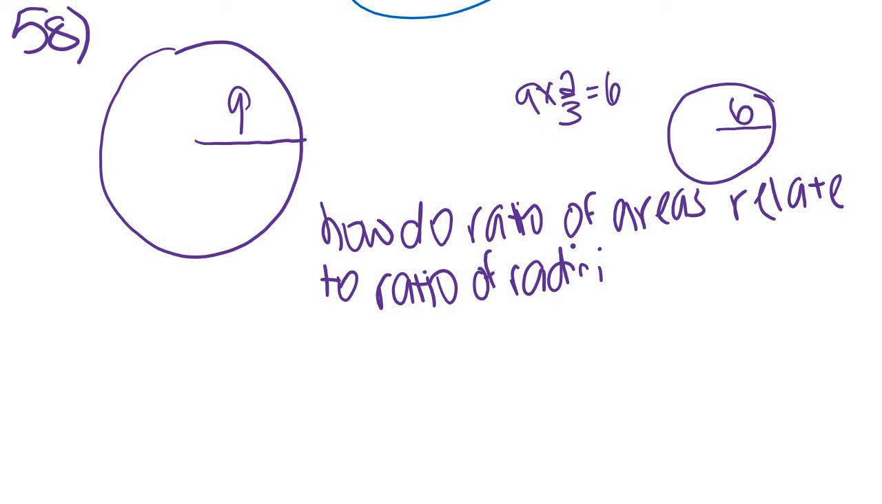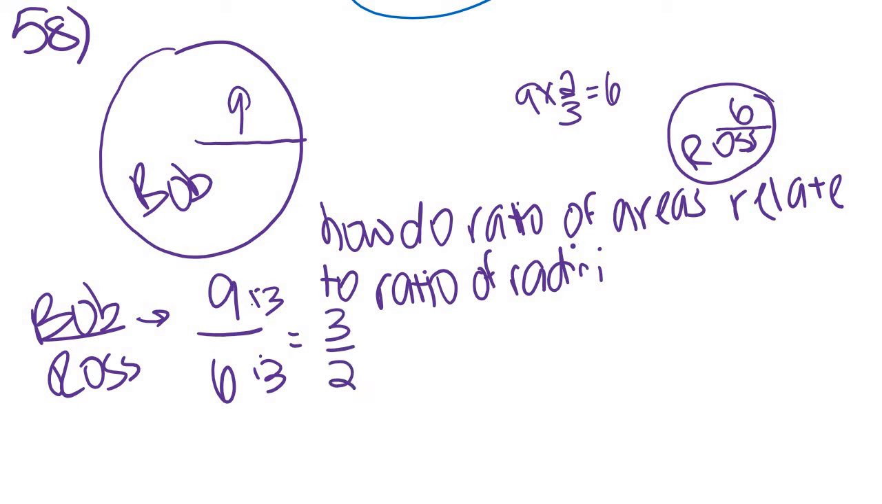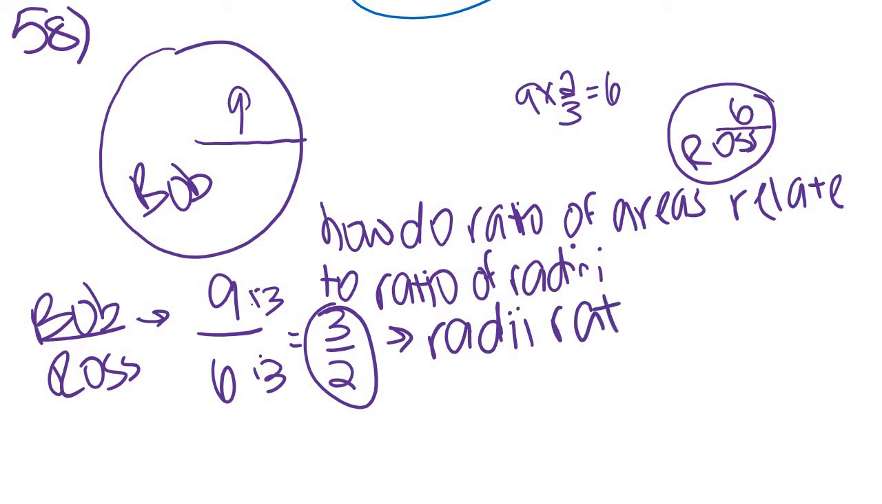All right, so first let's find out the ratio of the radii. So we're going to call this guy Bob, and this is Ross. And we're always going to put Bob over Ross. So Bob's radius is 9, and Ross's radius is 6. We can divide top and bottom by 3, and we're going to get 3/2 is the ratio of radii.